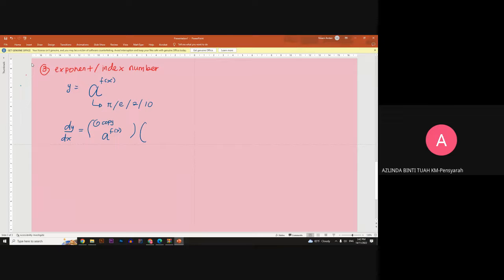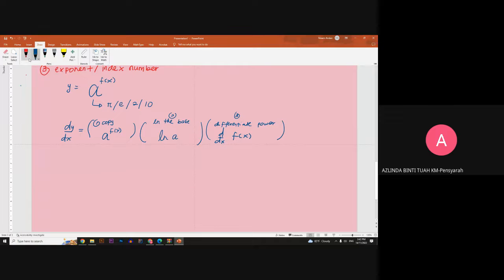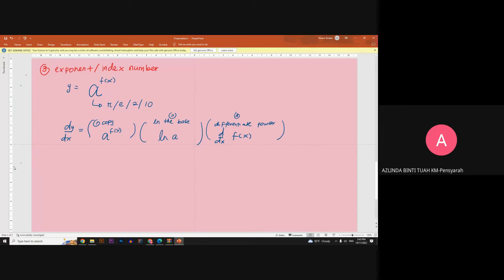Okay, second step, ln the base. For this example, ln a. Third step, differentiate the power. That is the instruction: differentiate x. Since the power has x, we differentiate the power. Okay, I'm going to show you two different examples, easy ones, so that you can relate the difference between an exponent base and a non-exponent base.